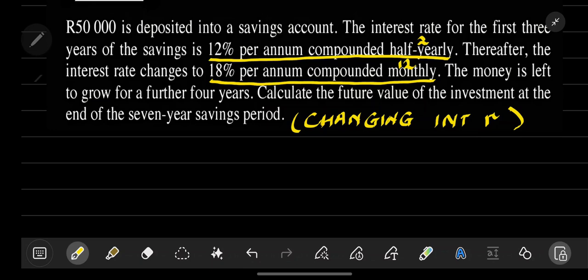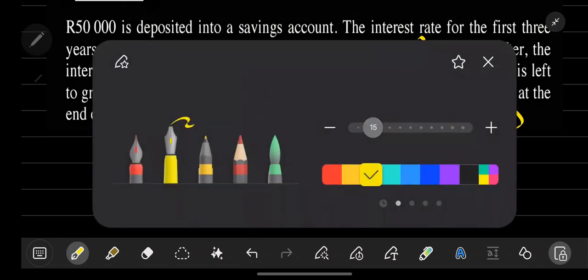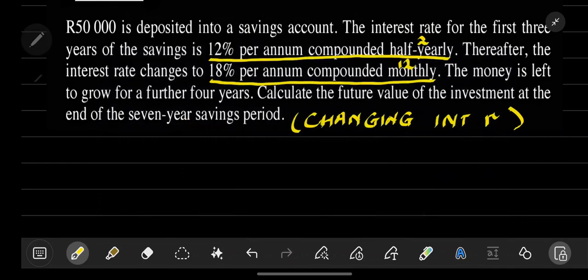Okay, with such problems, I advise every learner to have a timeline. Draw a timeline and demarcate it into the years that you are given in the statement. What do I mean by that? I'm just going to draw a timeline with you, and then show my demarcations on how you need to demarcate your timeline. Let me just reduce my font a bit. So now, let's draw our timeline. Here's our timeline.